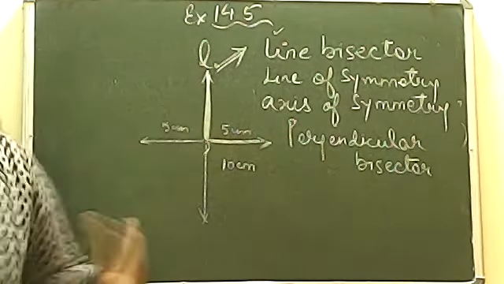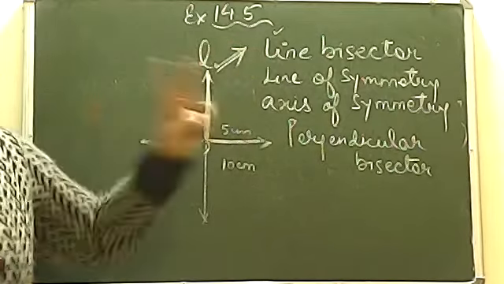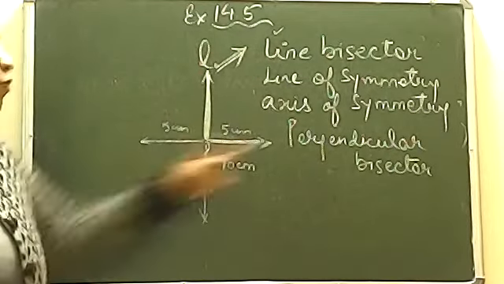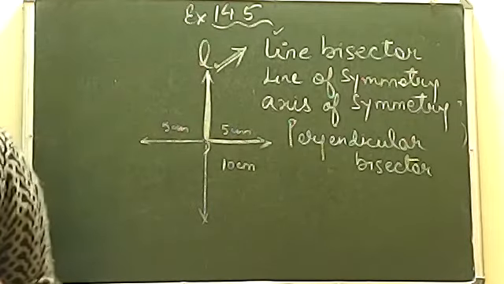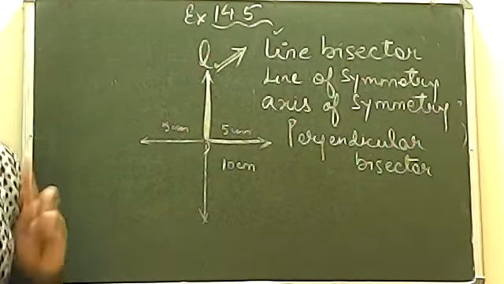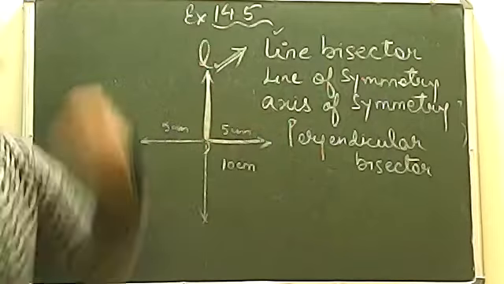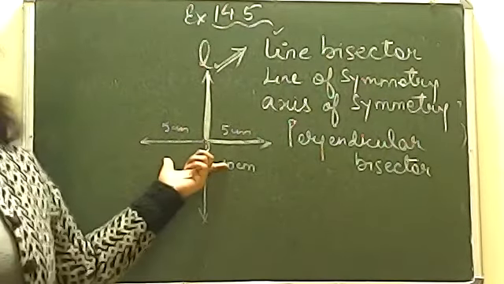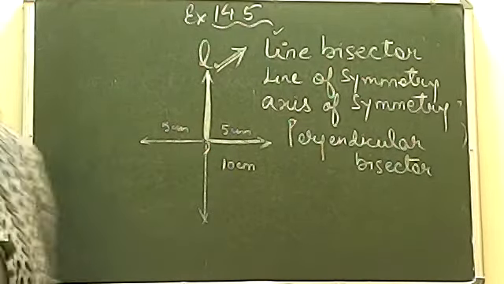But always you will have different names. One name, line bisector. Second name, line of symmetry. Third name, axis of symmetry. And the fourth name, perpendicular bisector. Okay? So remember, you have to draw the same thing. If out of these four things, any of them comes to draw, you will be drawing the same particular thing. Okay? So now let us do one question.